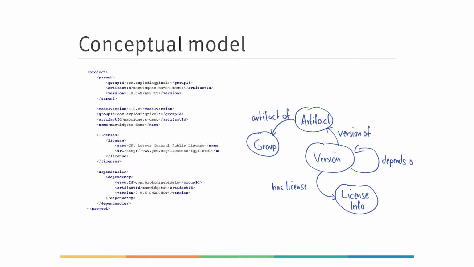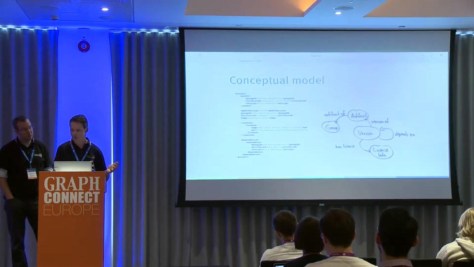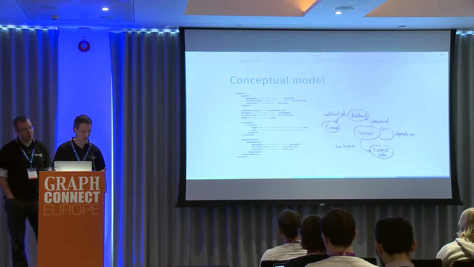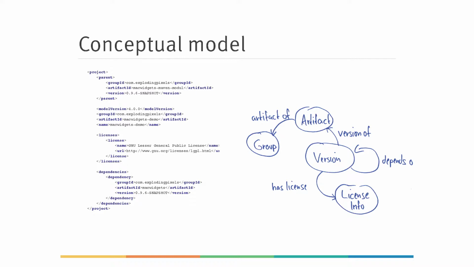So what we did to form our conceptual model, we did a little bit of whiteboard modeling. We just drew some circles and lines and transferred the elements from the Maven model into a conceptual model. What we have here are the group, two group artifacts from one company, for example, or from an organization or from a project.